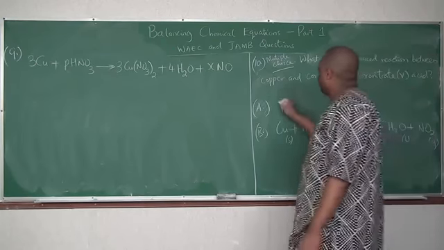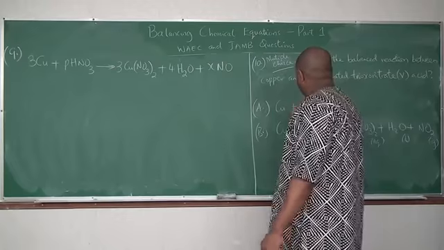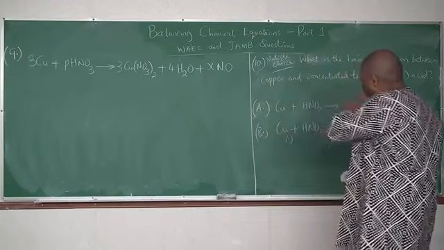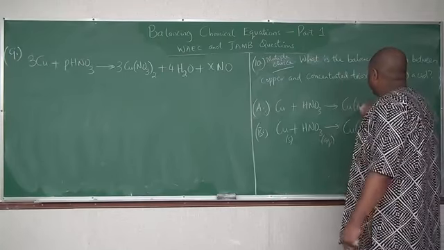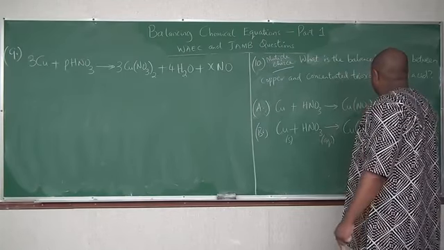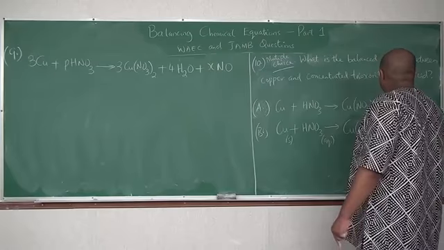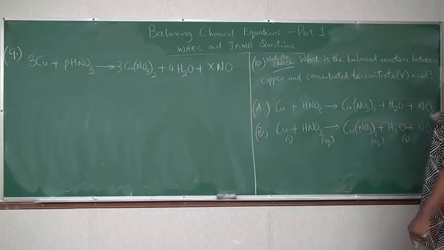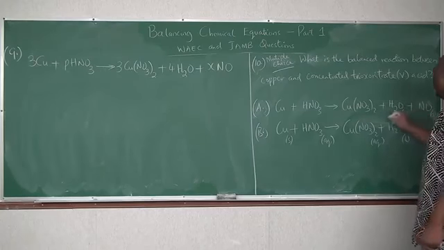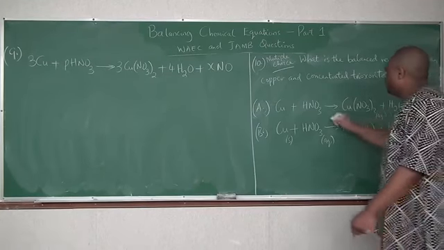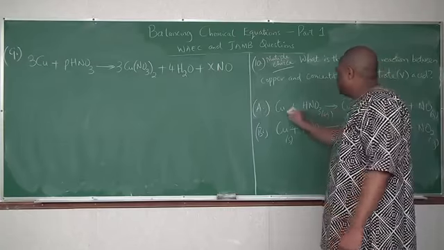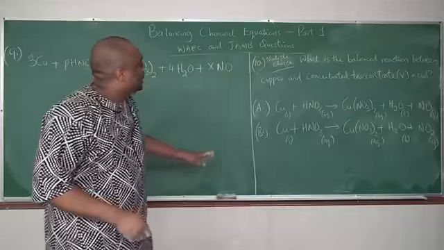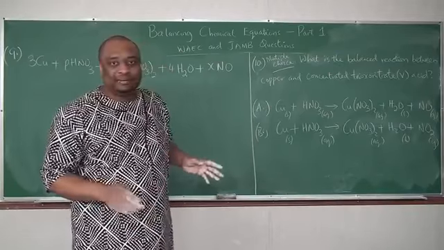And here, copper, nitric acid, trioxonitrate 5 acid, to give you copper nitrate and water and nitrogen 2 oxide. Liquid, aqueous form, and solid copper. A or B, what is the answer?